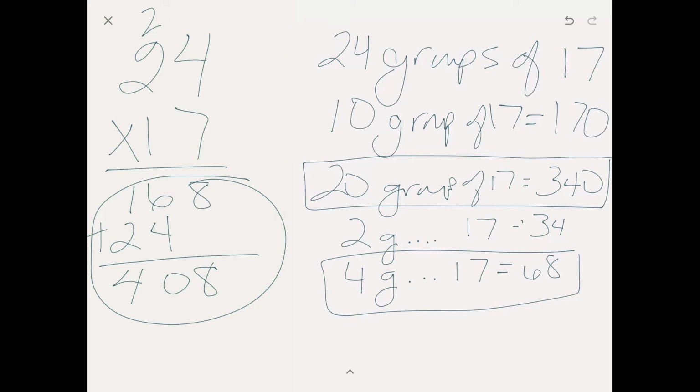Now I'll tell you, it's a little hidden, but it's there, and I want you to pause and think about where it is. Why does that 68 show up? Where does that 68 come from? Okay, and then I'm going to show another strategy in a moment that might connect a little bit clearer to that algorithm there.